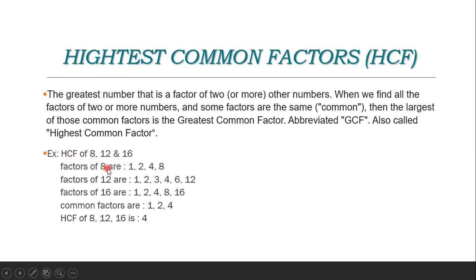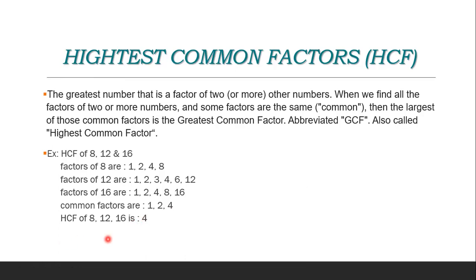First, we have to write the factors of 8. So 1, 2, 4, 8 you will get. Next, factors of 12 are 1, 2, 3, 4, 6, 12. Factors of 16: 1, 2, 4, 8 and 16. Now among these, the common factors you have to write are 1, 2, 4. So these are the common factors of 8, 12 and 16.